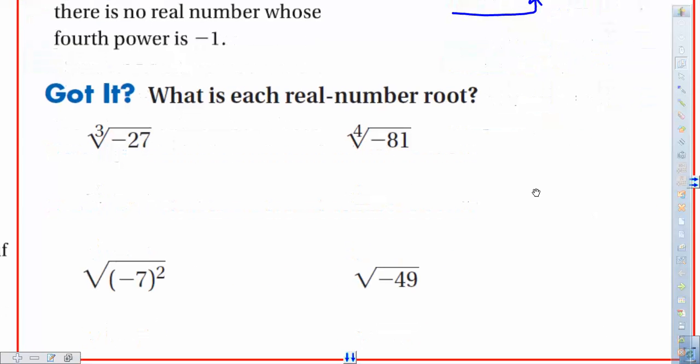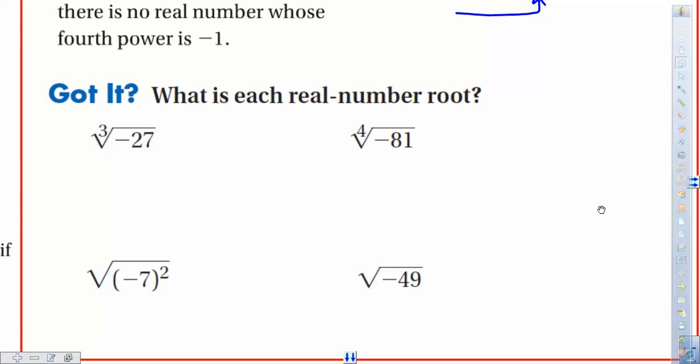Okay, so now down here on these 4. We'll pause this video again, give you a couple of minutes, and then we'll go over the answers.